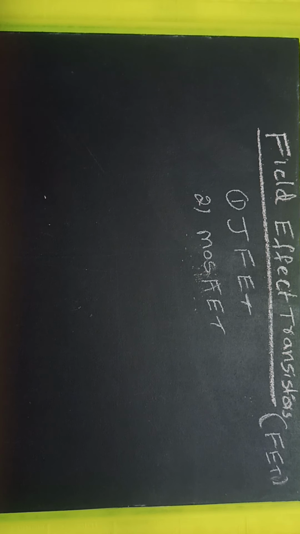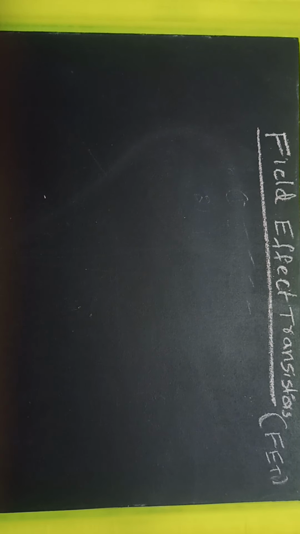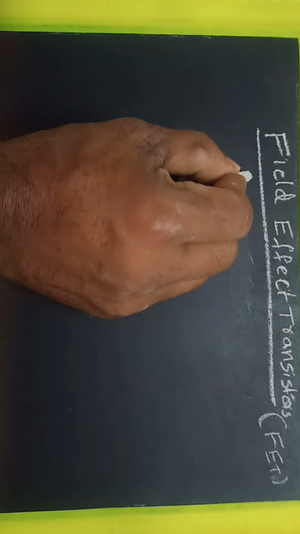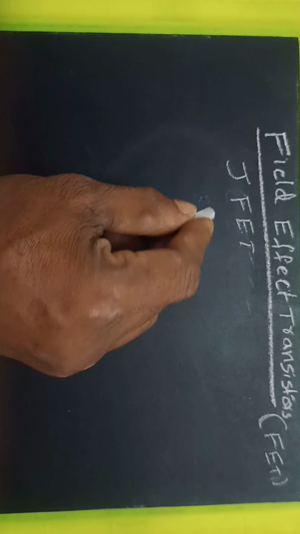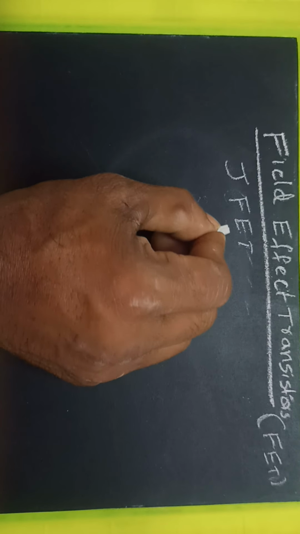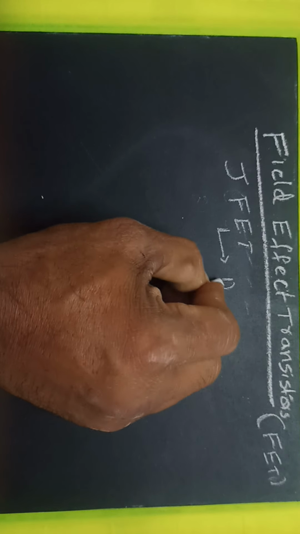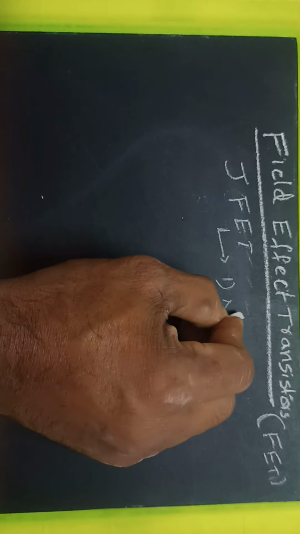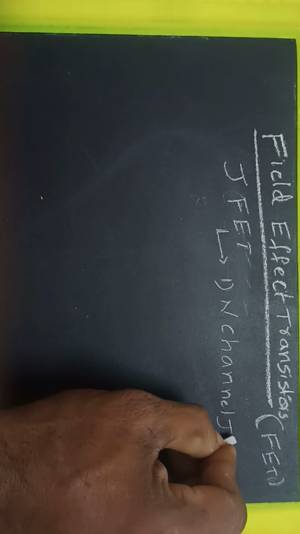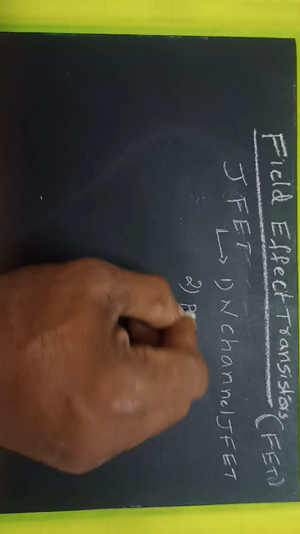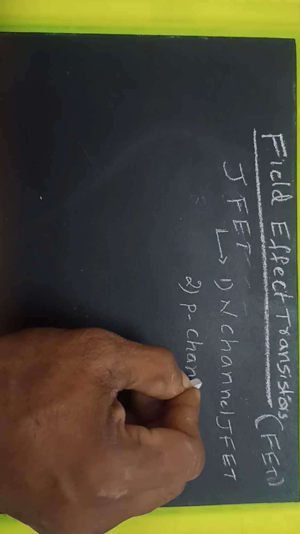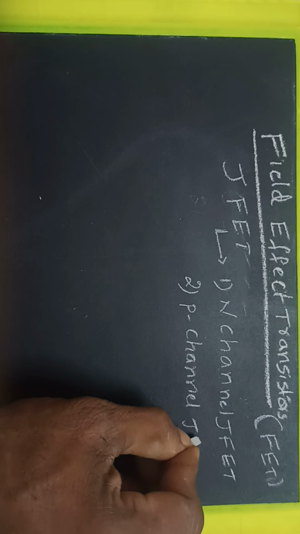Now I want to discuss the JFET, junction field effect transistor. Basically, the junction field effect transistor is divided into two types. The first one is N channel JFET, and the second one is P channel JFET.